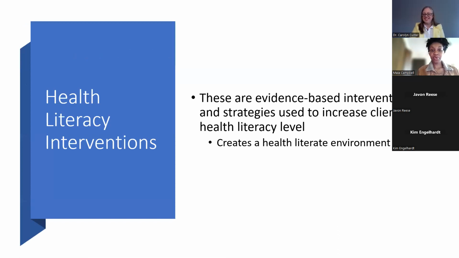Maya. Okay. Some health literacy interventions we're about to go over. These are evidence-based interventions and strategies that are used to increase the patient's health literacy levels, and they do create a more health literate environment.